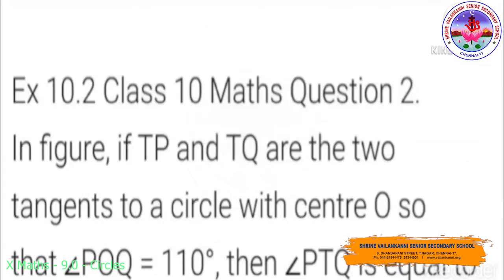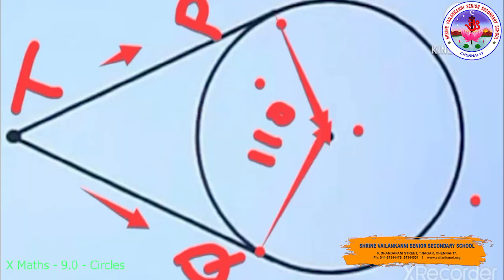Coming to the second question. In the figure, if TP and TQ are the two tangents to a circle with center O, so that angle POQ is equal to 110, then angle PTQ is equivalent to dash.